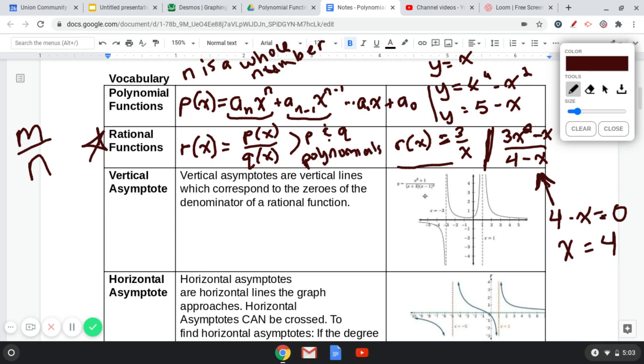Or in this example here, this denominator will be 0 every time x is negative 3 or when x is 1, because that will make the denominator 0, which is where the function is undefined, so it creates vertical asymptotes at those lines. Now, a horizontal asymptote is a horizontal line that the graph approaches as x approaches negative infinity and as x approaches infinity. So as x goes left and x goes right, does it approach some number?